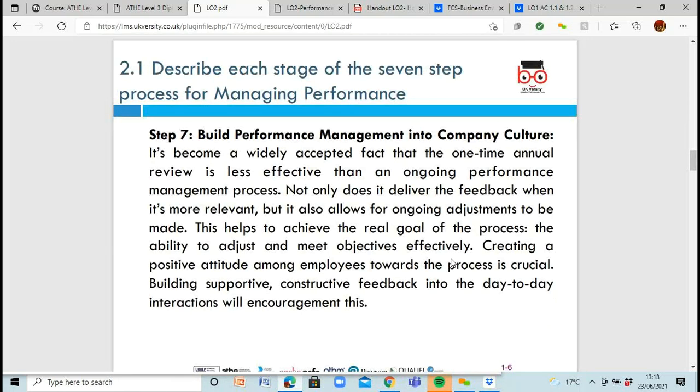And then the final step in this, you've got to build performance management into the company culture. Now this sentence is true where it says it's widely acceptable that annual reviews only happen one time. And there are a lot of companies that will just do an annual review. But what I found is that they're not that effective.